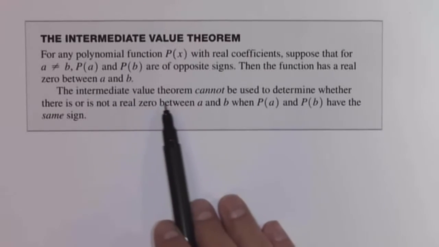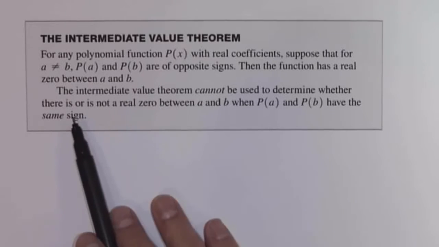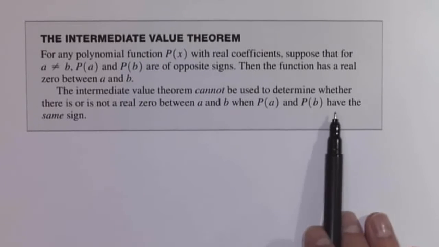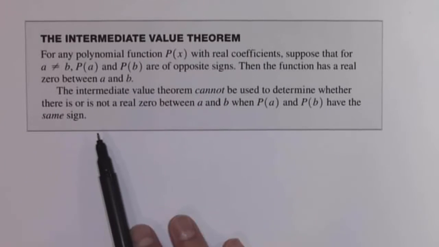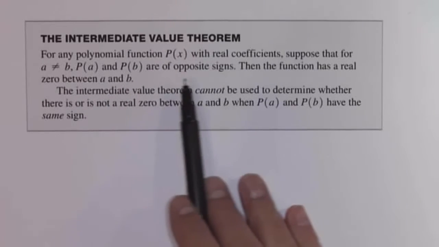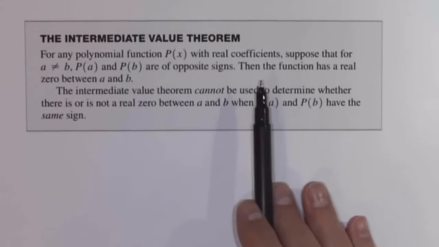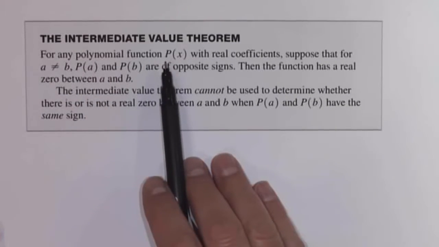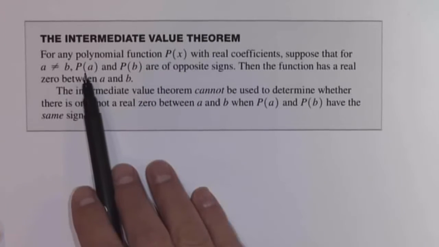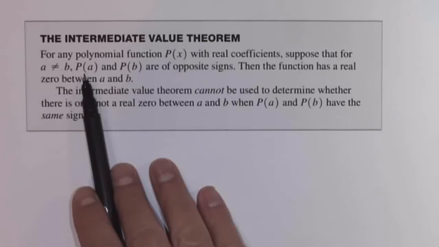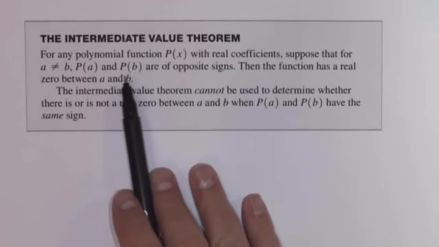The intermediate value theorem cannot be used to determine whether there is or is not a real zero between a and b when p of a and p of b have the same sign. So in other words, because polynomial functions are continuous functions, if p of a and p of b are opposite signs, meaning that one function value is positive and another one is negative, then there has to be a value in between a and b that causes the function to equal 0. So there has to be a real zero between the two values a and b.